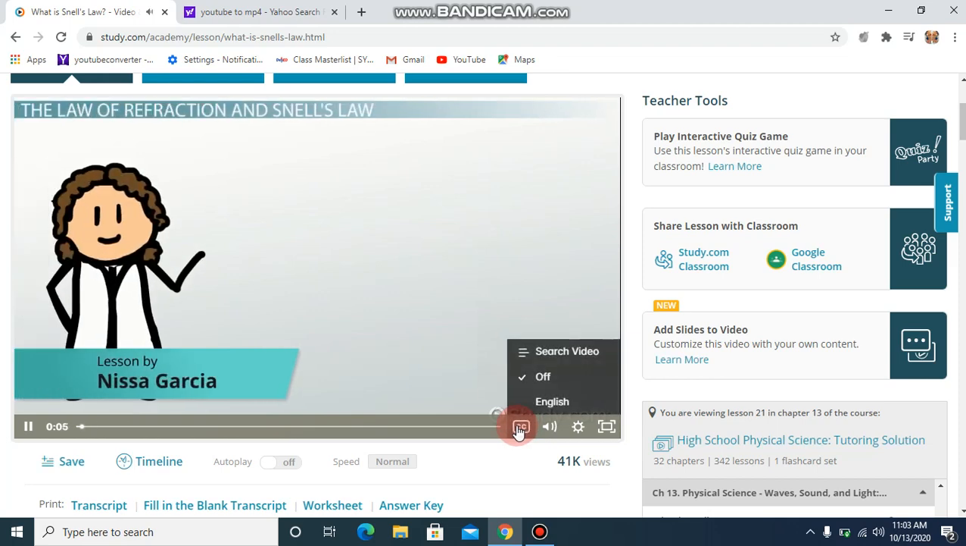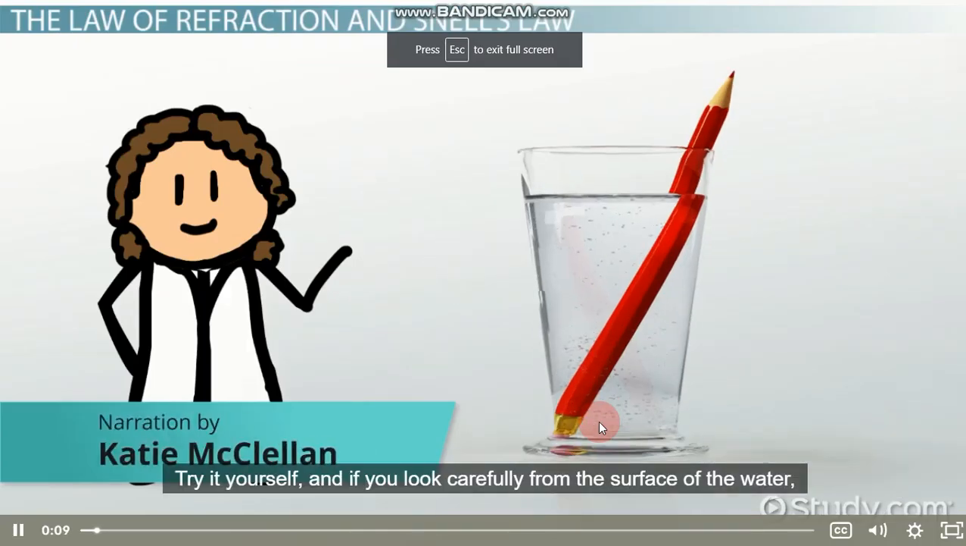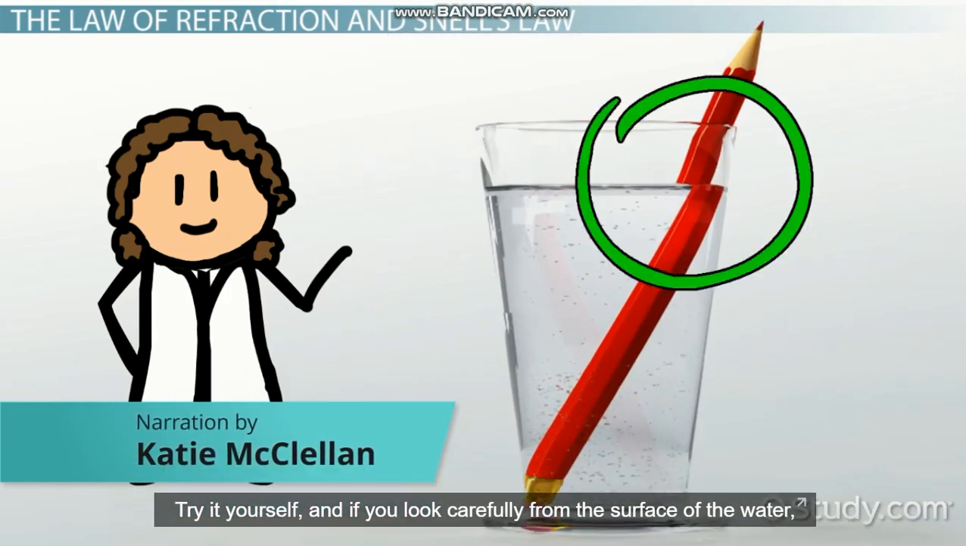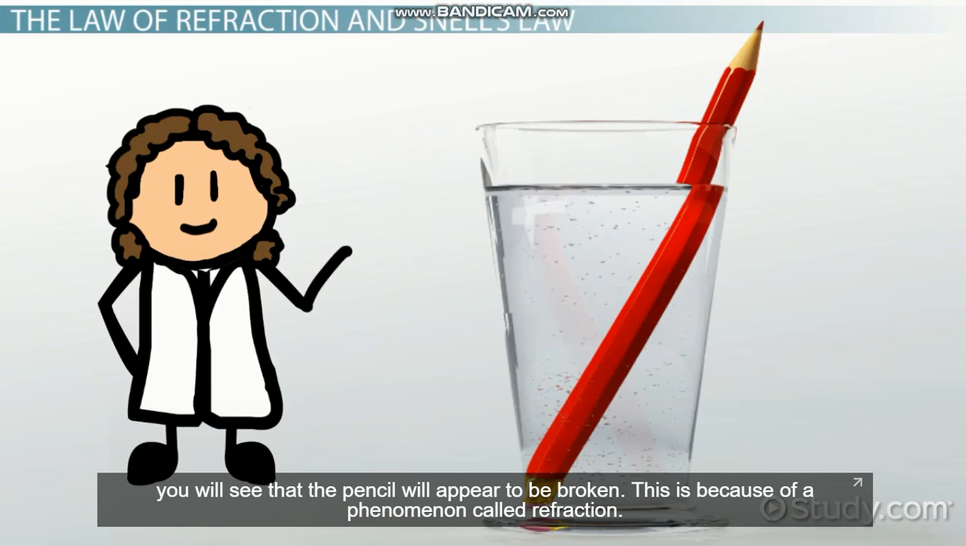Have you ever tried putting a pencil in a glass of water? Try it yourself. And if you look carefully from the surface of the water, you'll see that the pencil will appear to be broken. This is because of a phenomenon called refraction.